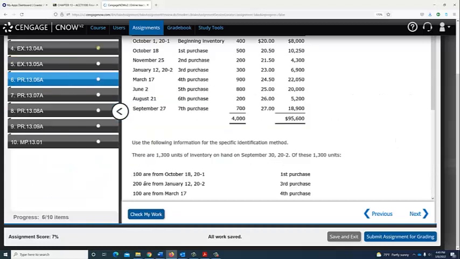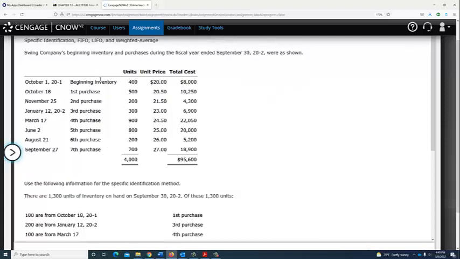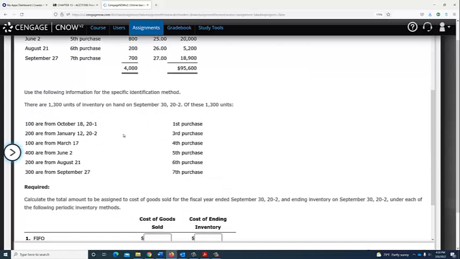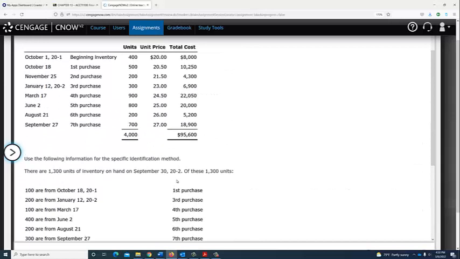Okay, on exercise 6, we're going to get in a little bit deeper into our inventory costing methods. We're going to look at specific identification, FIFO, LIFO, and weighted average. Okay, so the first method that we're dealing with is FIFO, first in, first out.